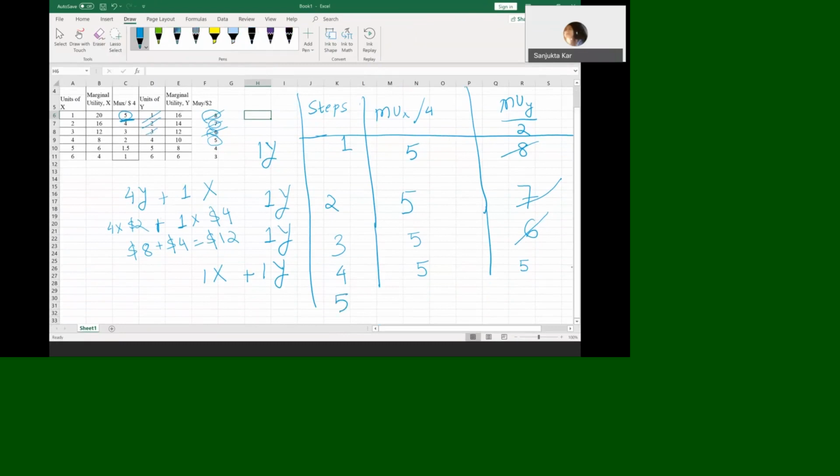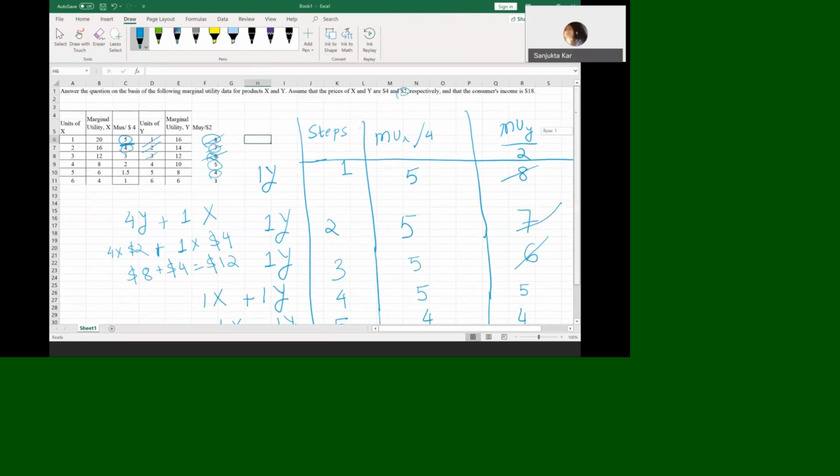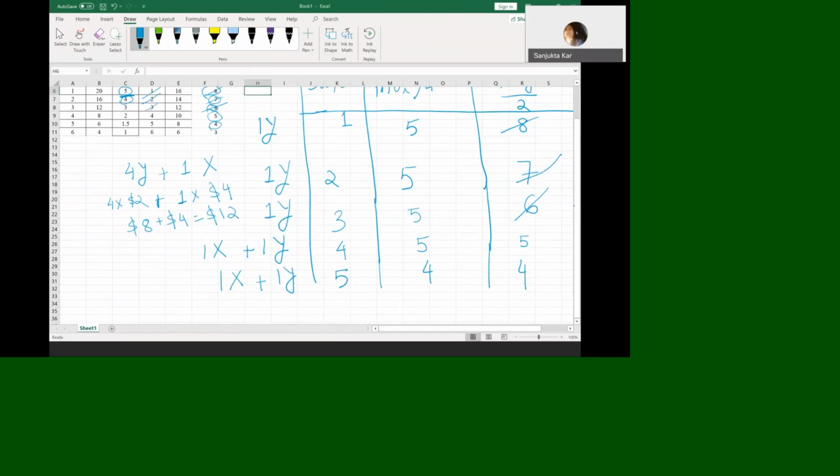Step 5, I'm going to compare this number and this number, which becomes 4 and 4. So basically going to consume another unit of x and another unit of y. So let's take a look at the prices here. Price of x is 4, price of y is 2. Alrighty, so 1 unit of x plus 1 unit of y. This one's $4, this one's $2. So this adds up to $6.